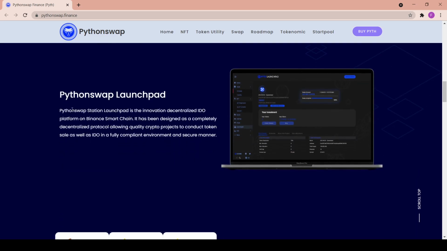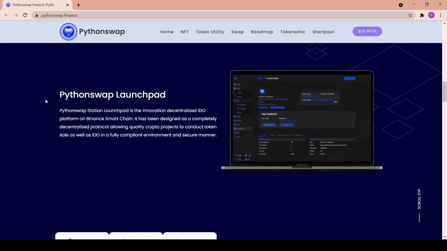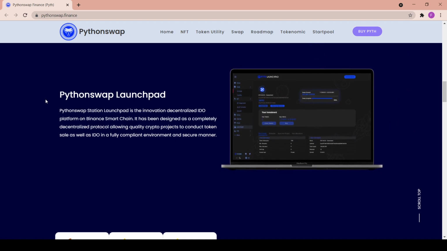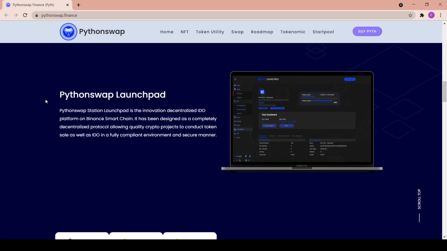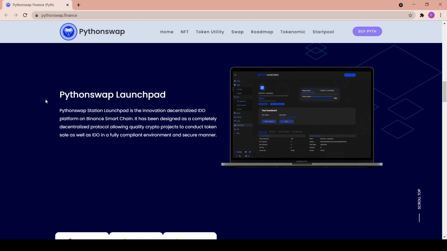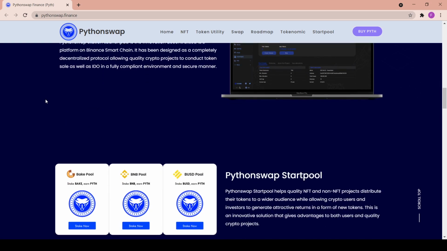But going further, we have the Pythonswap Launchpad. So the Pythonswap Station Launchpad is an innovative decentralized IDO platform on Binance Smart Chain. It has been designated as a completely decentralized protocol, allowing quality crypto projects to conduct token sale as well as IDO in a fully compliant environment and secure manner.